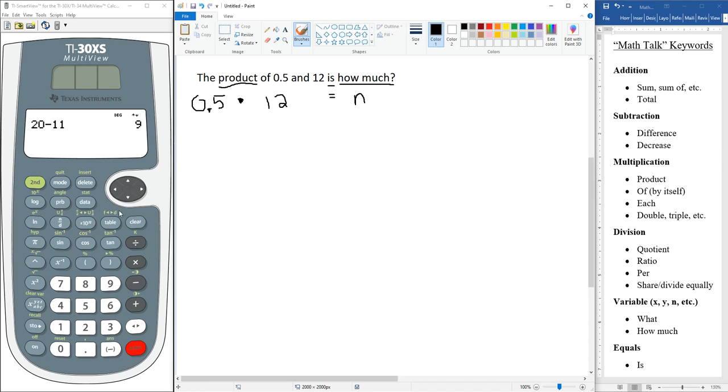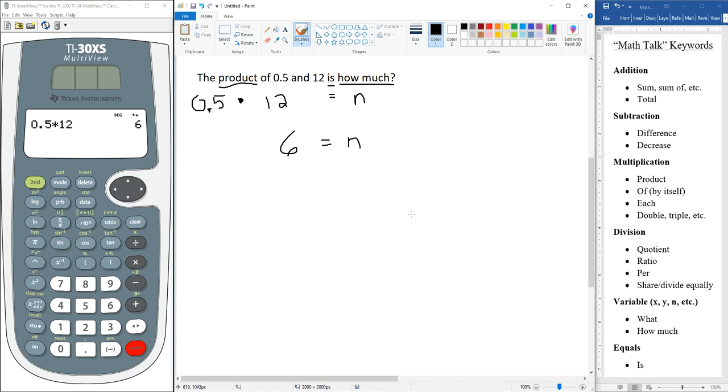Let's put that in our calculator over here. So 0.5 times 12, enter, 6. Great. So 0.5 times 12 equals n. 6 equals n. All right, great job.